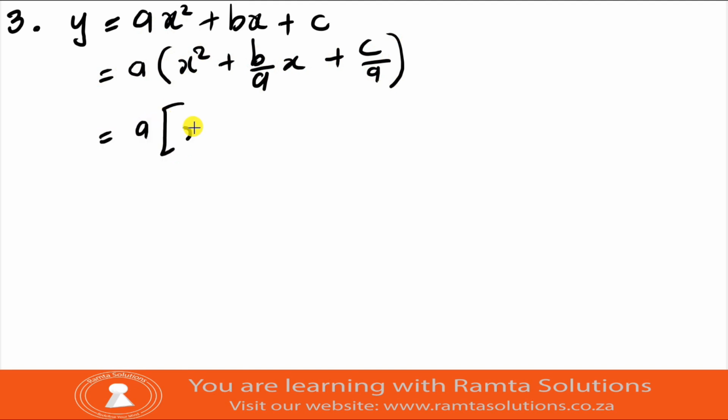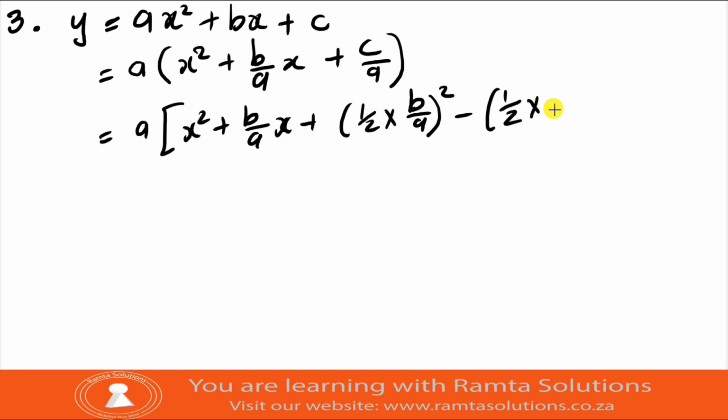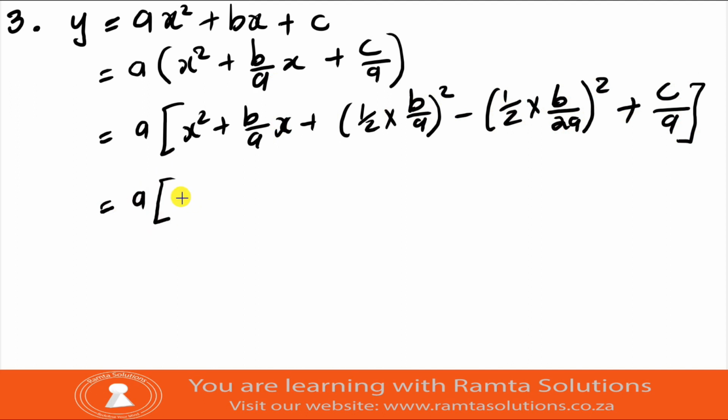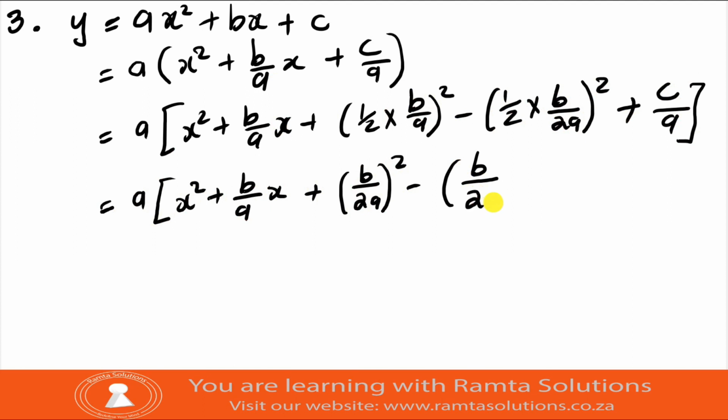Therefore, I can complete a square like normal. In the square bracket, x squared plus b over a times x, plus half times the coefficient of x, b over a, all squared. I'm repeating it but subtracting it, plus c over a. Let me simplify it. We have x squared plus b over a times x plus b over 2a all squared, minus b over 2a all squared plus c over a.